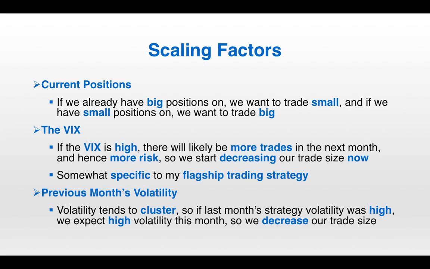It is the expected volatility of the S&P 500 over the next 30 days. The idea here is that if the VIX is high, there will likely be more trades in the next month and hence more risk, so we want to start decreasing our trade size now.